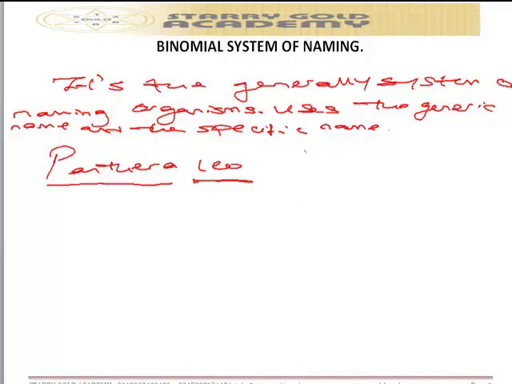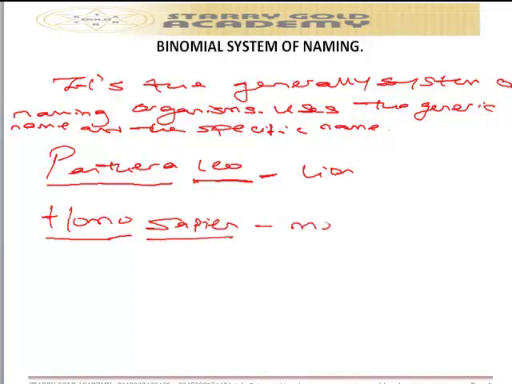All right. So let's see some other examples. This one is for lion. Man is Homo sapiens. Maize is Zea mays, right? That's for maize. We have this kind of name for every organism, plants, animals, and so on and so forth.